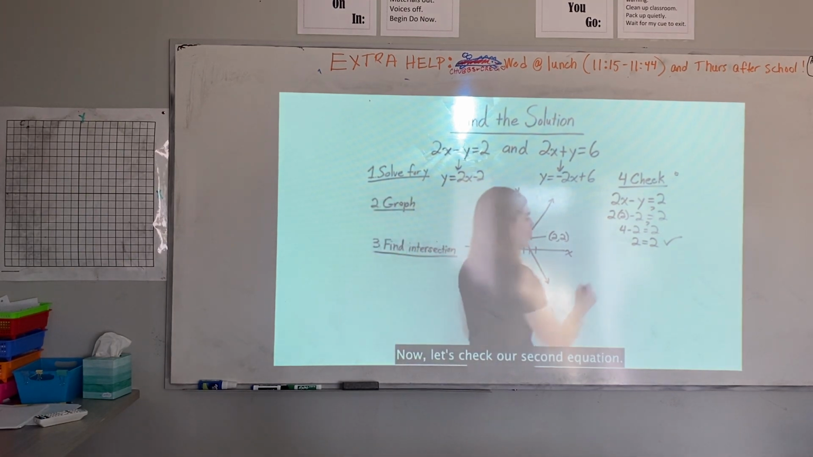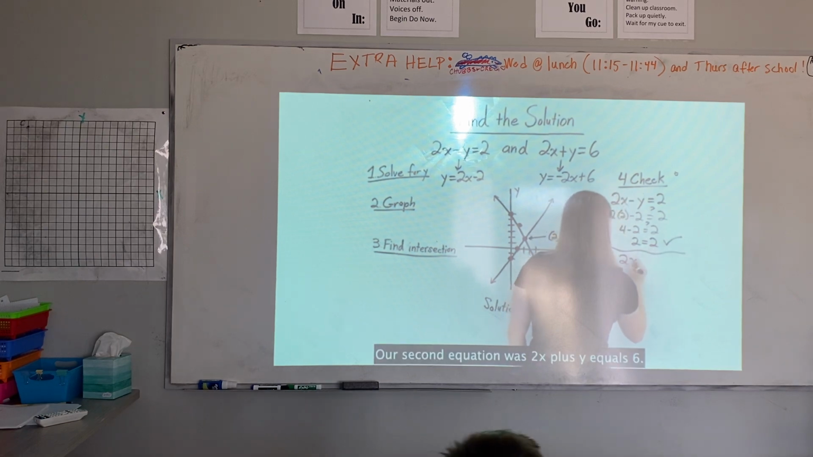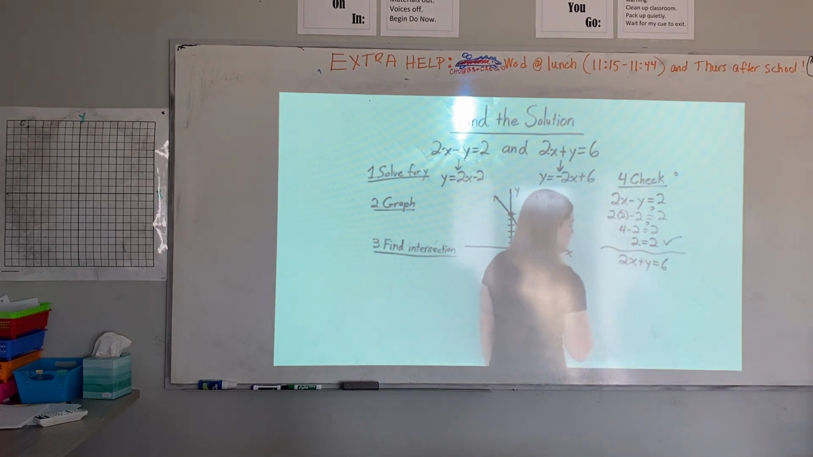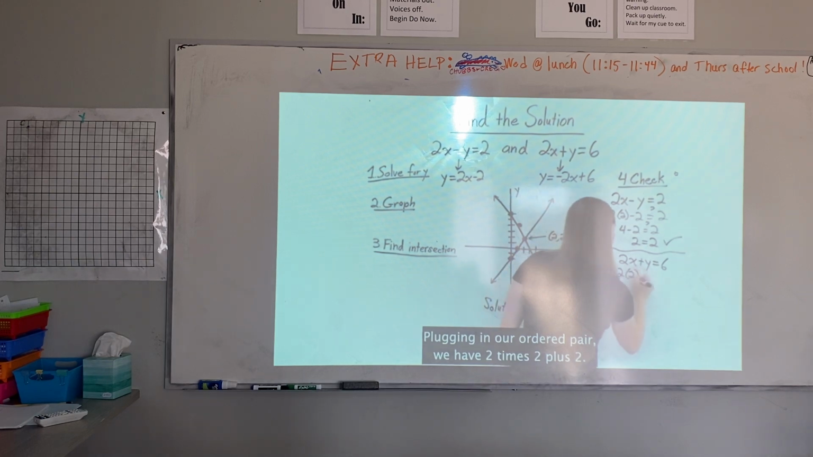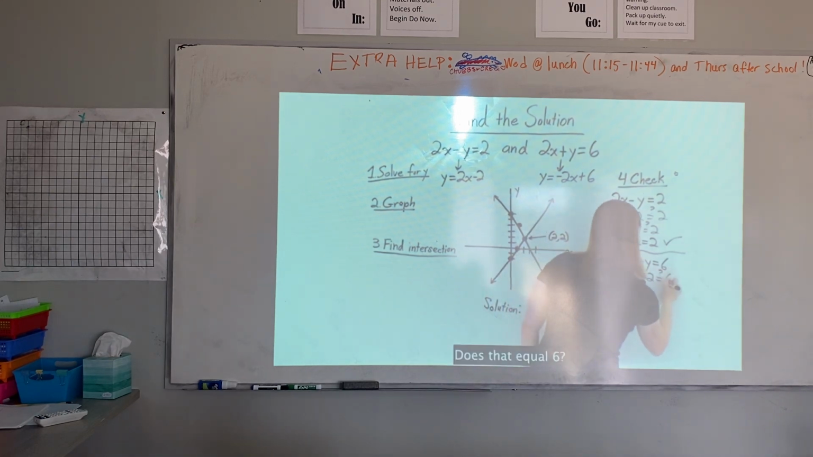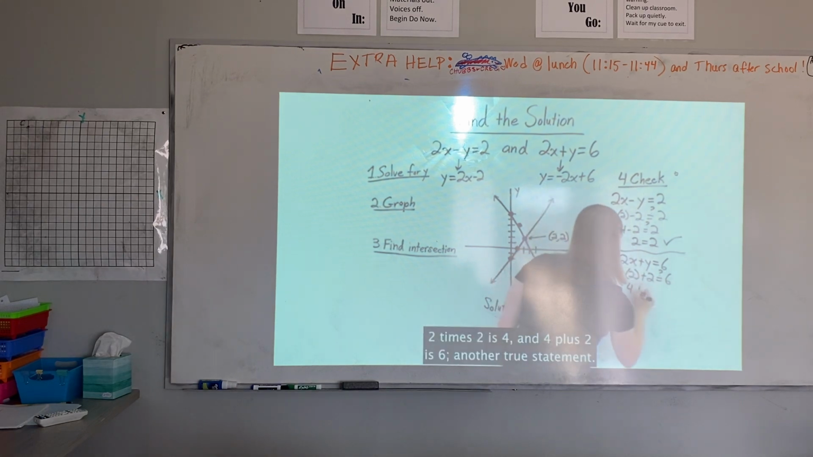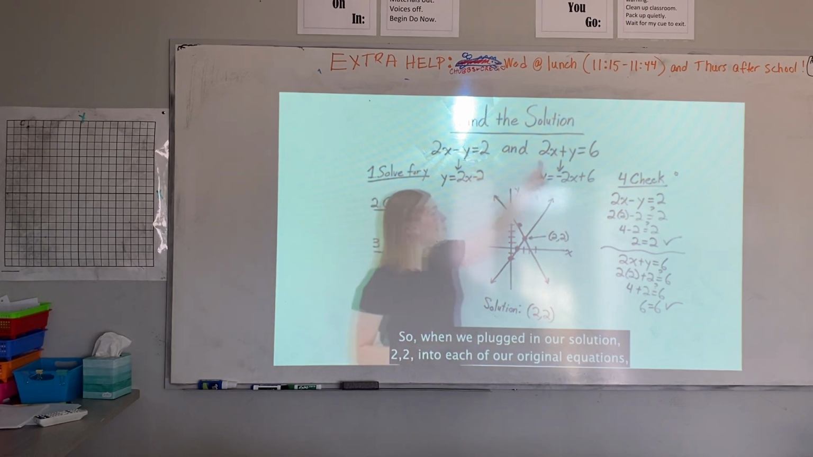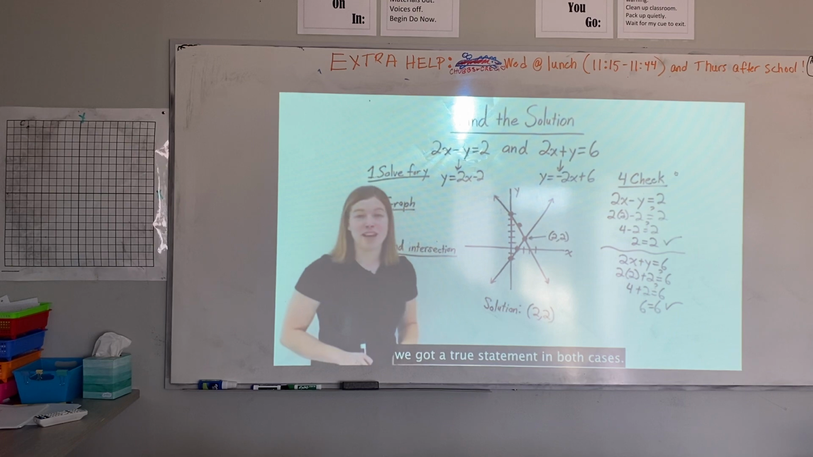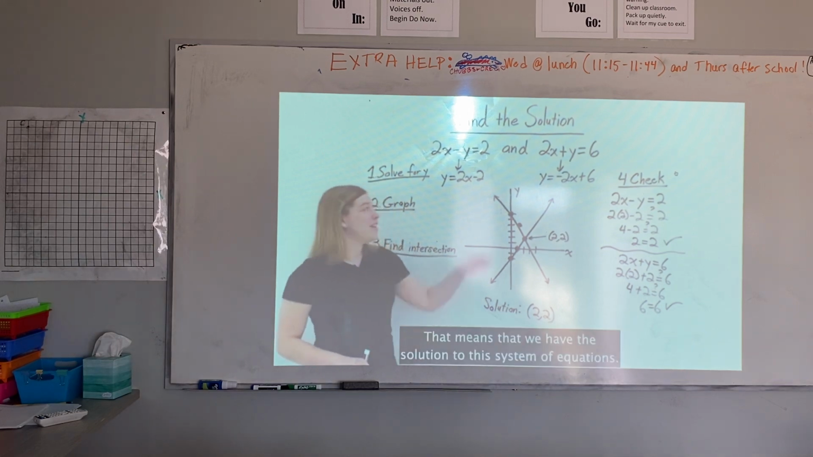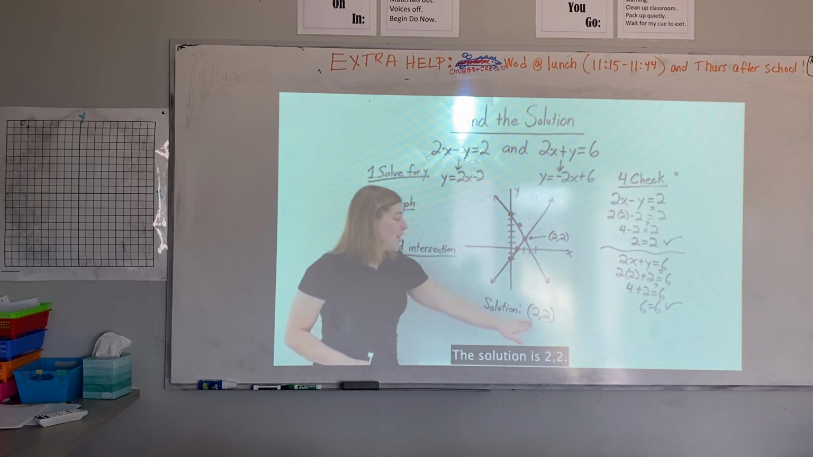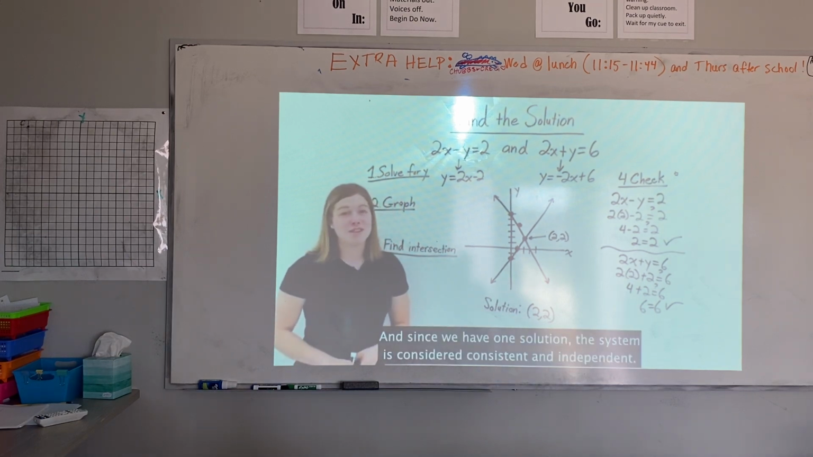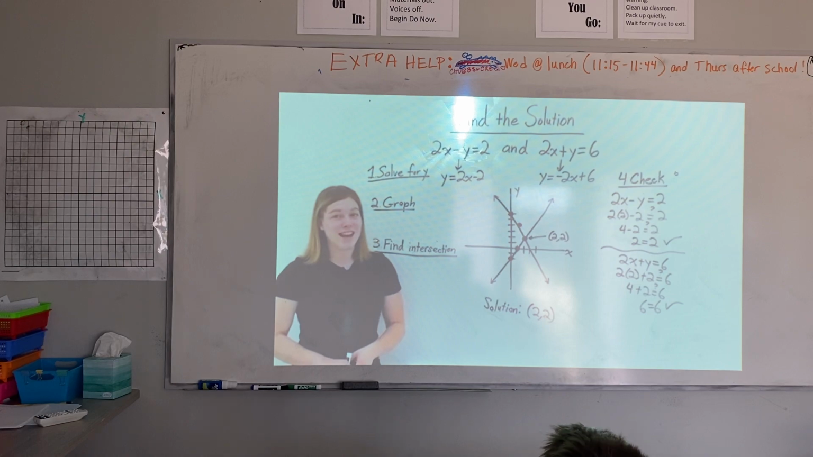Now, let's check our second equation. Our second equation was 2x plus y equals 6. Plugging in our ordered pair, we have 2 times 2 plus 2. Does that equal 6? 2 times 2 is 4, and 4 plus 2 is 6. Another true statement. So when we plugged in our solution, 2, 2, into each of our original equations, we got a true statement in both cases. That means that we have the solution to the system of equations. The solution is 2, 2. And since we have one solution, the system is considered consistent and independent.